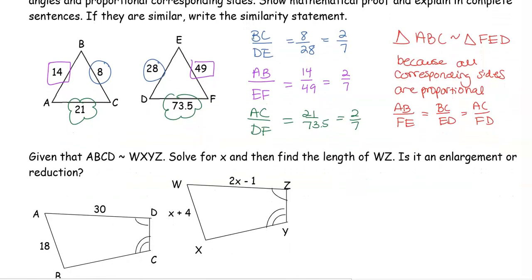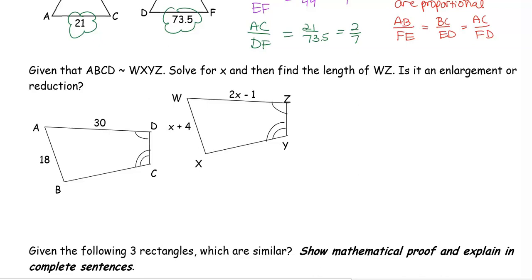Next one, given that your quadrilateral ABCD is similar to WXYZ, solve for x and then find the length of WZ. So the first thing I'm going to do, we are given very important information here. Because I was given the similarity statement, I know which sides are proportional and which angles are congruent. The first thing I'm going to check is to see, are my sides drawn in corresponding order? So ABCD, ABCD, WXYZ. Perfect.